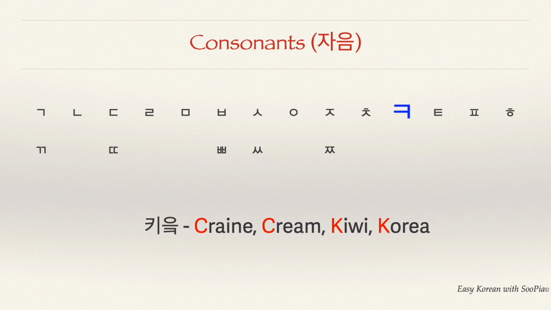Kyuk is a deviation of the very first consonant kiok and similar to certain C sounds as in the English words crane, cream, and K sounds such as in kiwi and Korea. Kyuk is written by adding an extra line to the basic consonant kiok, which visualizes extra air coming out of the throat when making the k sound.